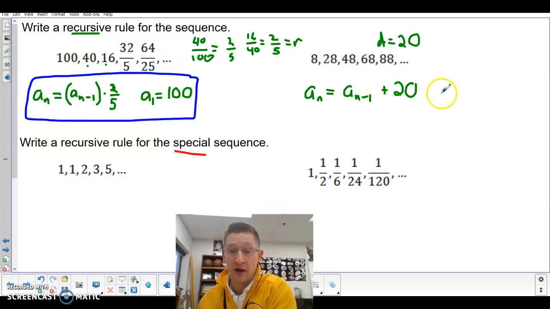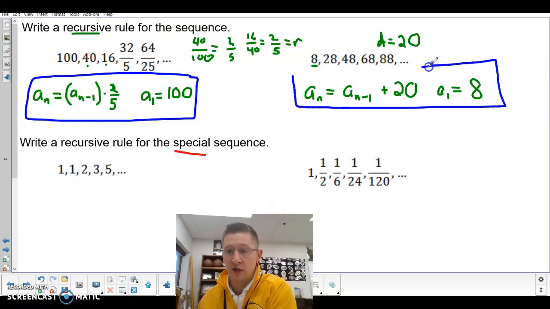Only other thing, remember, I have to identify, hey, what's the first term? If this is the rule I'm going to follow, where do I start? Well, I start with 8, that's my first term. And this would be my recursive rule written out in its entirety. So that will do for now.